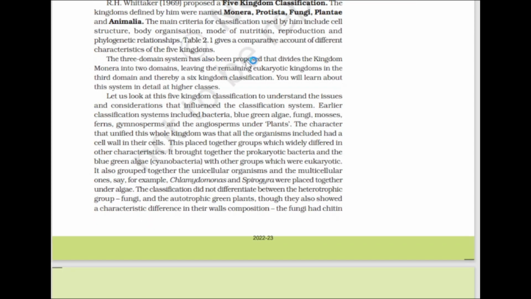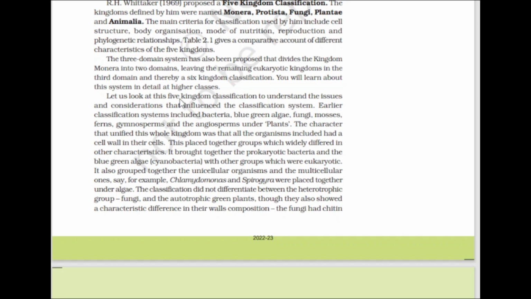A domain system has also been proposed that divides the kingdom Monera into 2 domains, leaving the remaining eukaryotic kingdoms in the 3rd domain, and thereby a 6-kingdom classification. So there was a time when a 3-domain system was proposed, which divides the kingdom Monera itself into 2 domains, leaving the remaining eukaryotic kingdoms in the 3rd domain, and thereby a 6-kingdom classification. And all those things you learn about in higher classes.